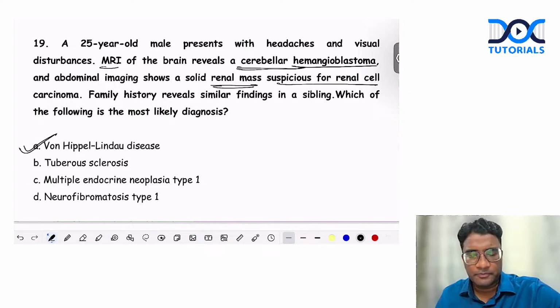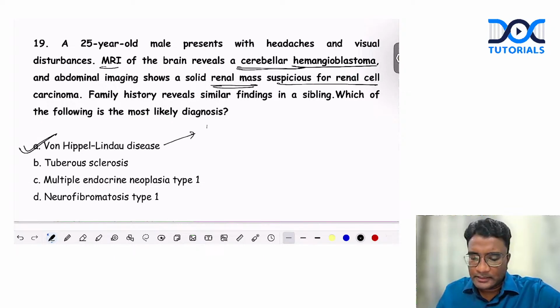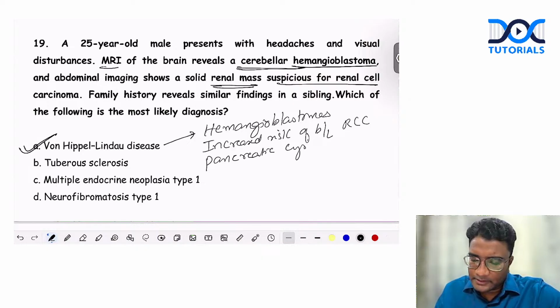Von Hippel-Lindau syndrome. What is von Hippel-Lindau syndrome? This is hemangioblastomas, increased risk of bilateral RCCs, right? Clear cell RCCs, pancreatic cysts, multiple pancreatic cysts, pheochromocytomas.